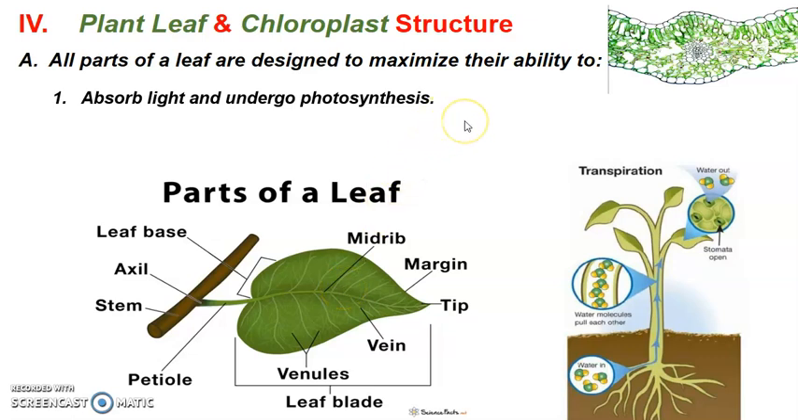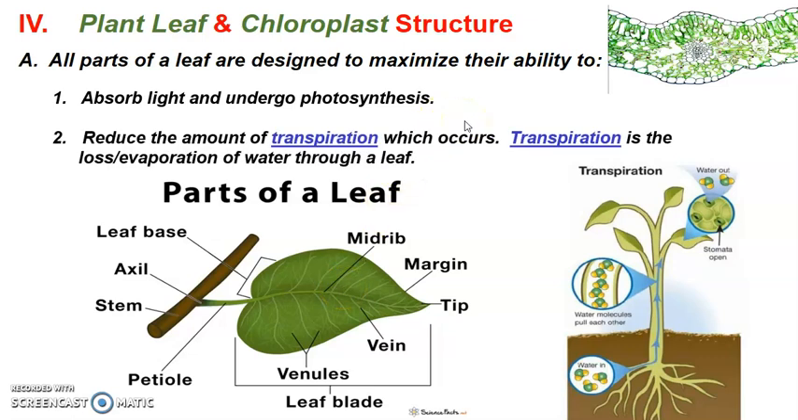And besides photosynthesis, a plant leaf is also designed to reduce or minimize the amount of what we call transpiration. Transpiration is the loss of water through evaporation in a plant leaf. So transpiration is the equivalent of perspiration that we do when our body temperatures exceed what their optimum range should be, and we start to sweat in order to lose heat and cool off. Plants will also sweat through the process of transpiration.